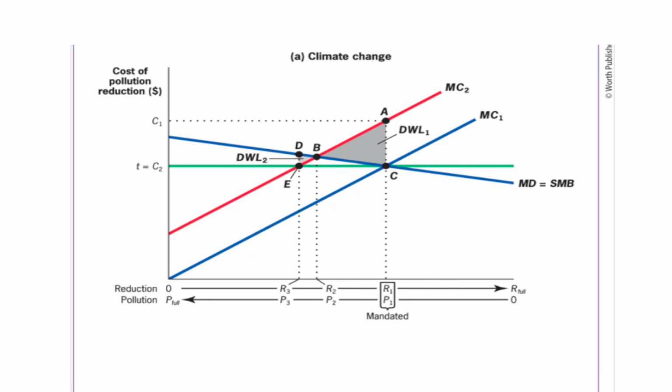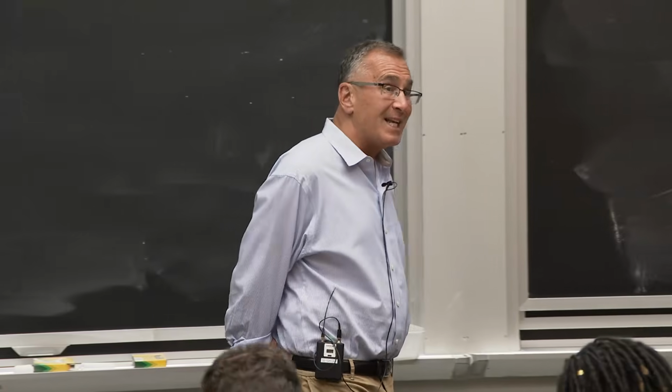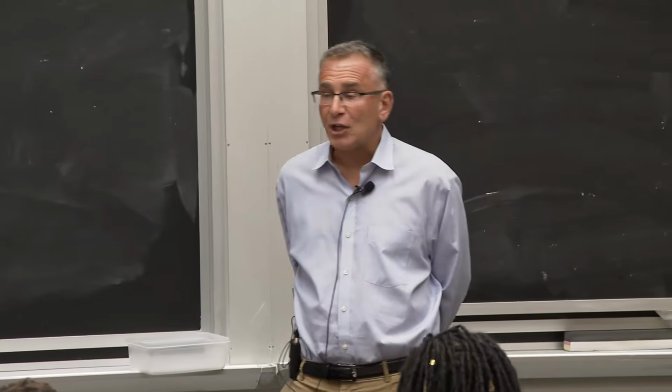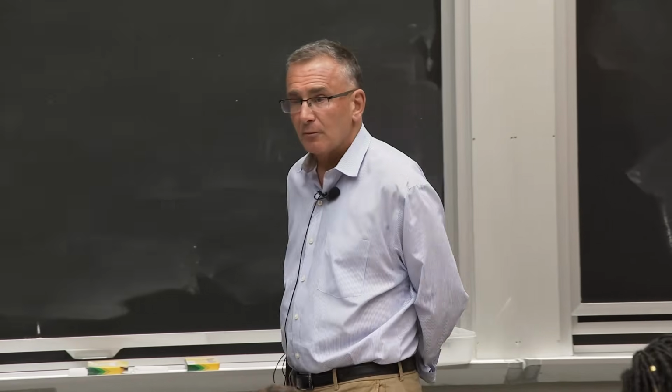DWL1 is units where the true marginal cost, the red line, is above the marginal benefit. So those are all units where the marginal cost of reduction is above the marginal benefit, and yet you're still mandating reduction. So you're creating a deadweight loss by mandating too much reduction. Questions about that?